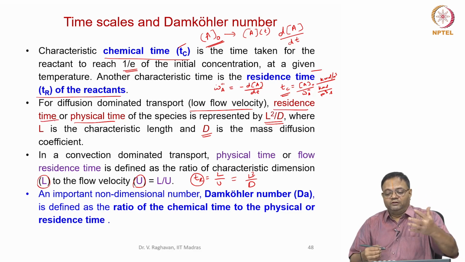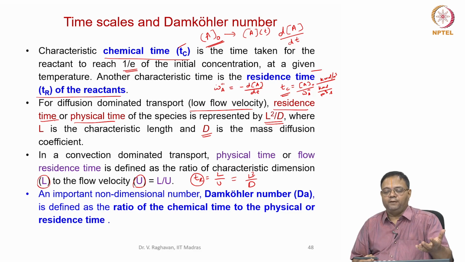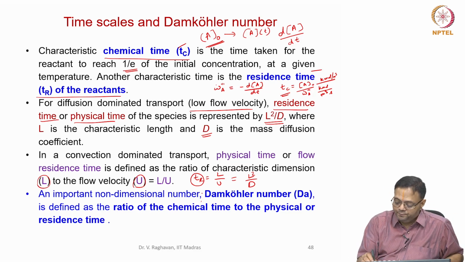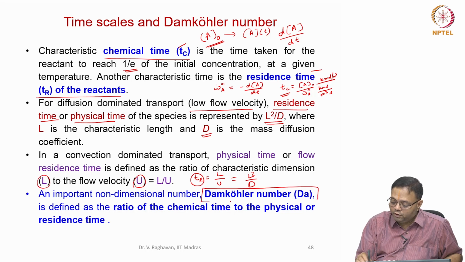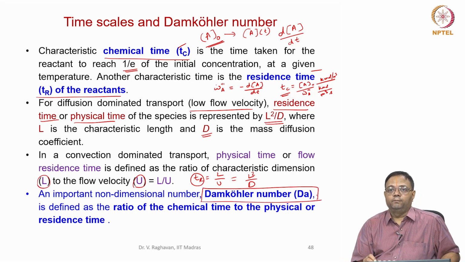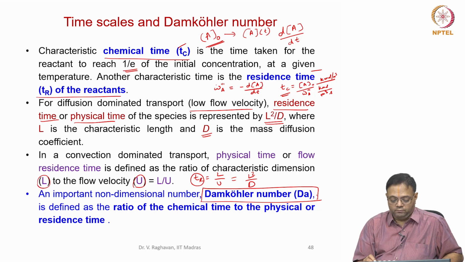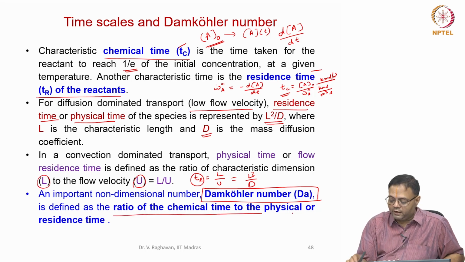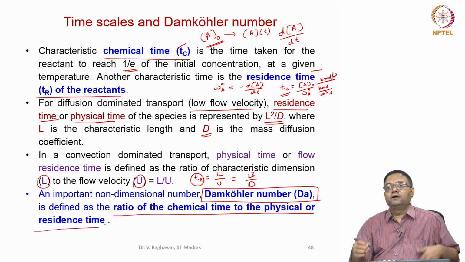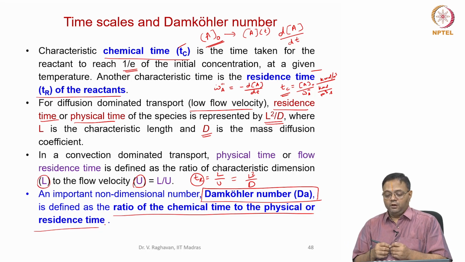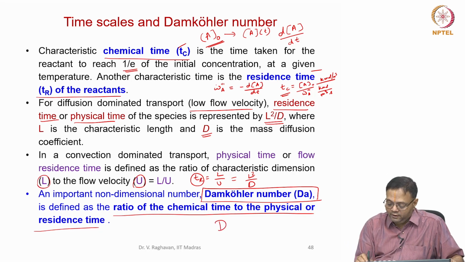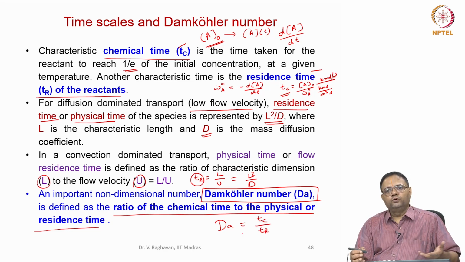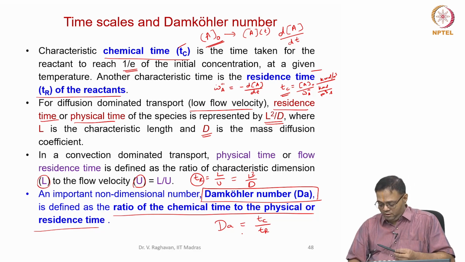So now with these two time scales, residence time and chemical time, or physical time and the chemical time, I introduce an important non-dimensional number called Damkohler number, which is the ratio of chemical time to the physical time or the residence time. Damkohler number Da equal to Tc by Tr. So we can also use the reciprocal of this.